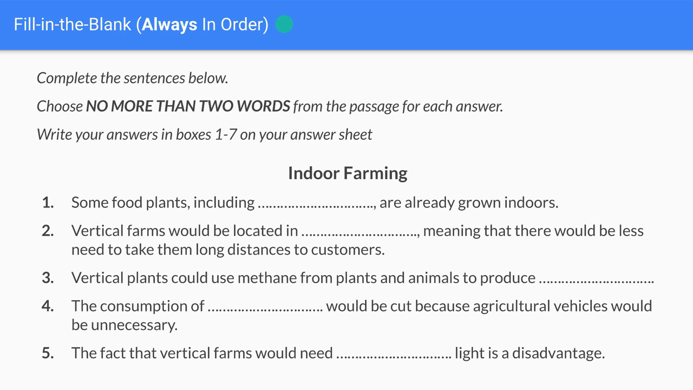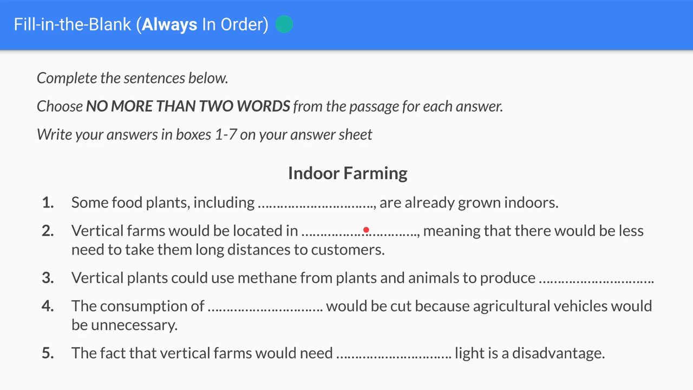Now, you may remember that this is what a fill in the blank question looks like. You basically have sentences or different ideas, and you have to fill in the correct answer. In this case, the question tells you how many words you need to write. No more than 2 words in this case.